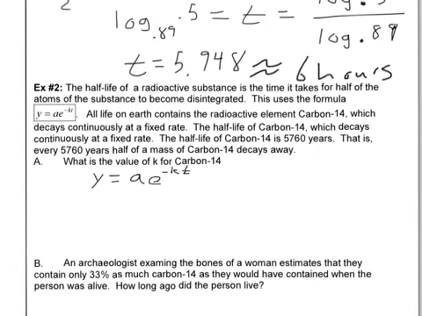Okay, well, what's our y? Let's think about this. If we started with A, we're saying it's going to get to half of A. So this would just be 1/2 A equals A e to the negative k t. How many years does it take to get 1/2 A? We already know. It's 5,760.